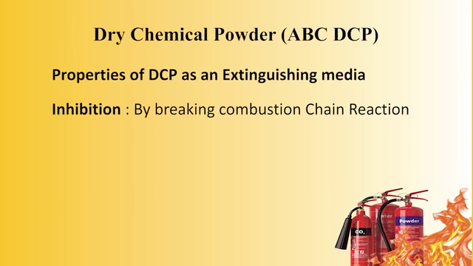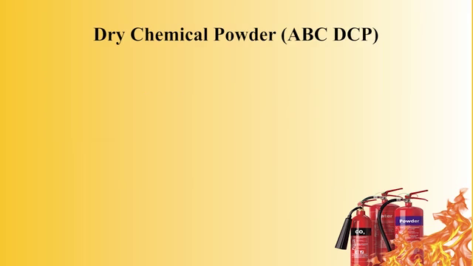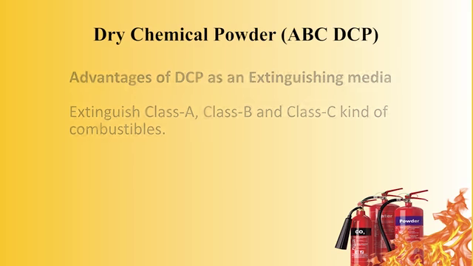Dry chemical powder, ABC DCP. The properties of DCP as an extinguishing media. Inhibition. How does it extinguish? By breaking the combustion chain reaction. Dry chemical powder extinguishes the fire by breaking the combustion chain reaction. And another is smothering by reducing oxygen percentage. Advantages of DCP as an extinguishing media: it extinguishes Class A, Class B, Class C kind of combustibles.